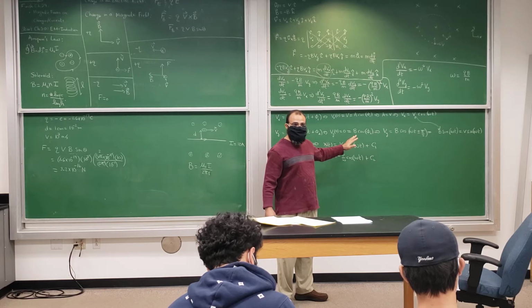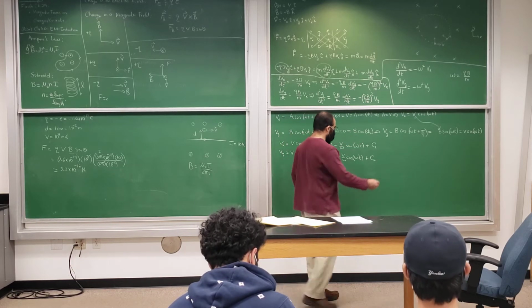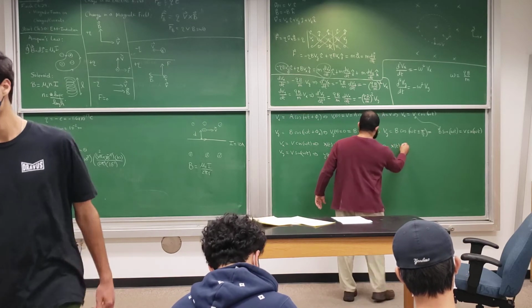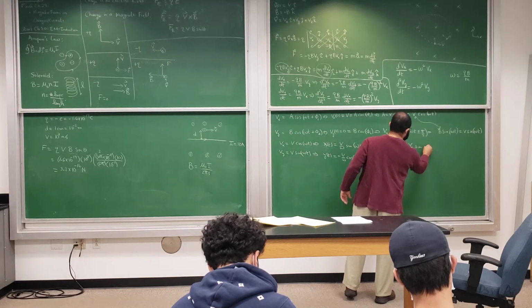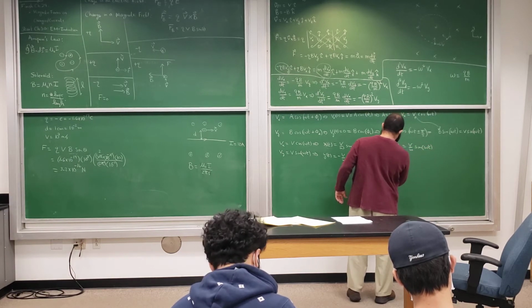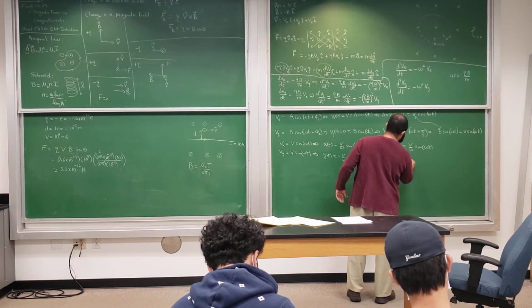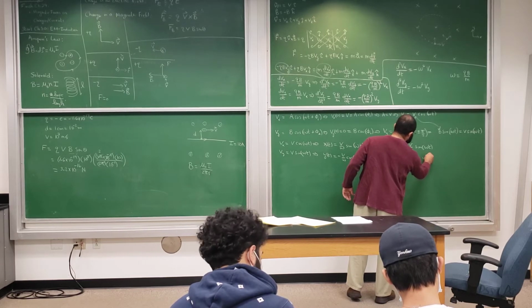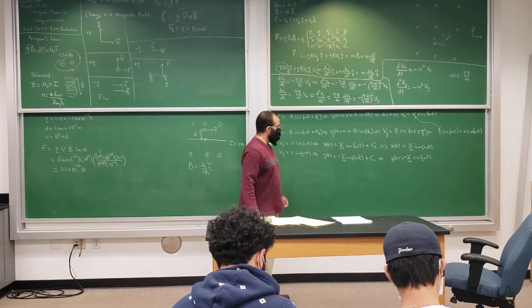I'm skipping a detail or two. So you can choose your origin such that C1 and C2 are zero. So by choice of origin, I get x of t equal to v over omega times the sine of omega t, and then y of t equals v over omega minus v over omega times the cosine of omega t.